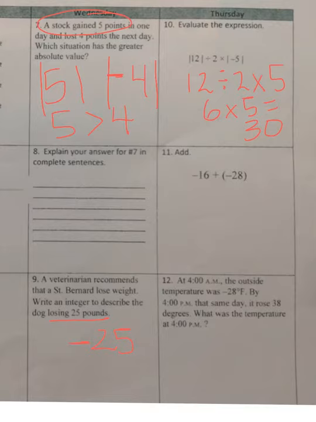Number 11, add. So it's an adding integers problem, and the signs are the same. So we're going to keep the sign, and we're going to add 16 and 28. So 6 plus 8 is 14. It's 4. Carry the 1. And 2 plus 1 is 3, plus 1 is 4. So your answer is -44.